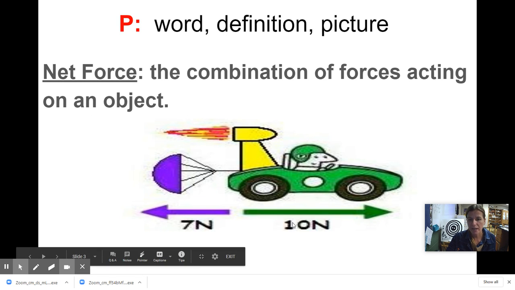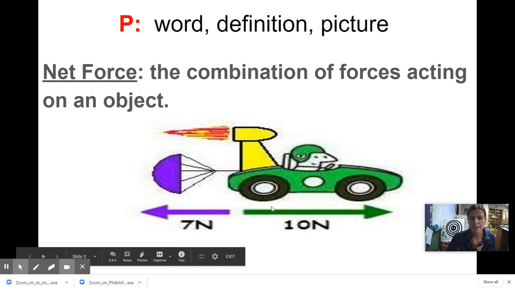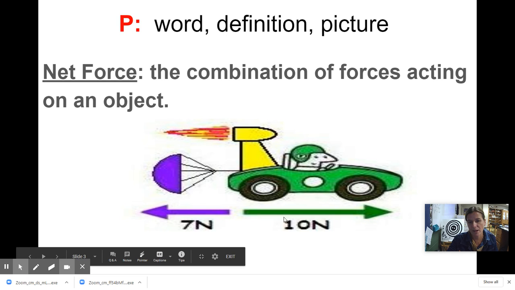Here, the race car is going to the right with 10 newtons of force, but the parachute is causing 7 newtons of force in drag. These forces are in opposite directions, so you would subtract. 10 minus 7 would give you 3 newtons of force. And the car would move to the right in the direction of the greater force. And this vector is showing you that it's longer in length, so it is the greater force. 10 is greater than 7.